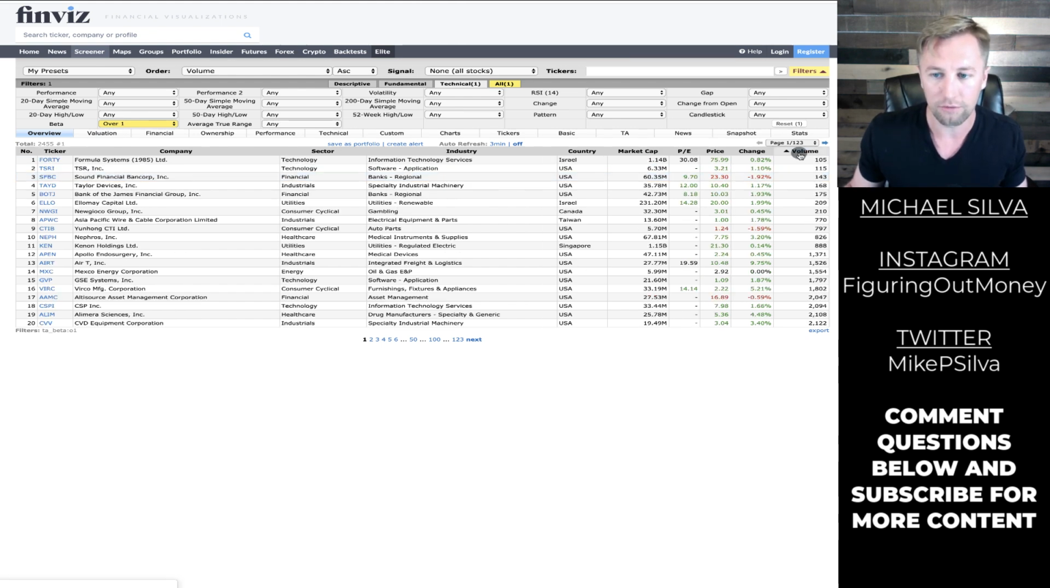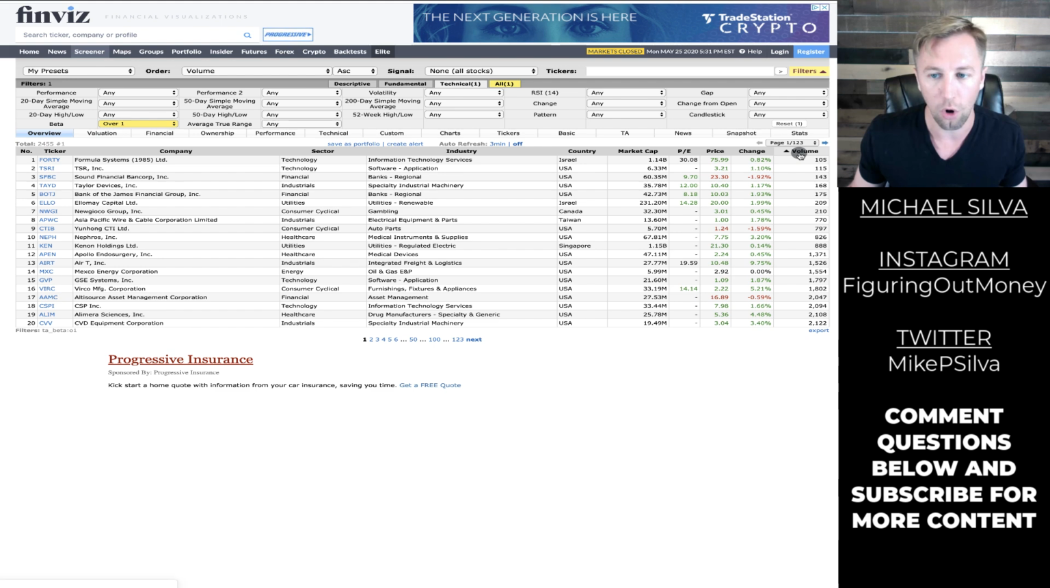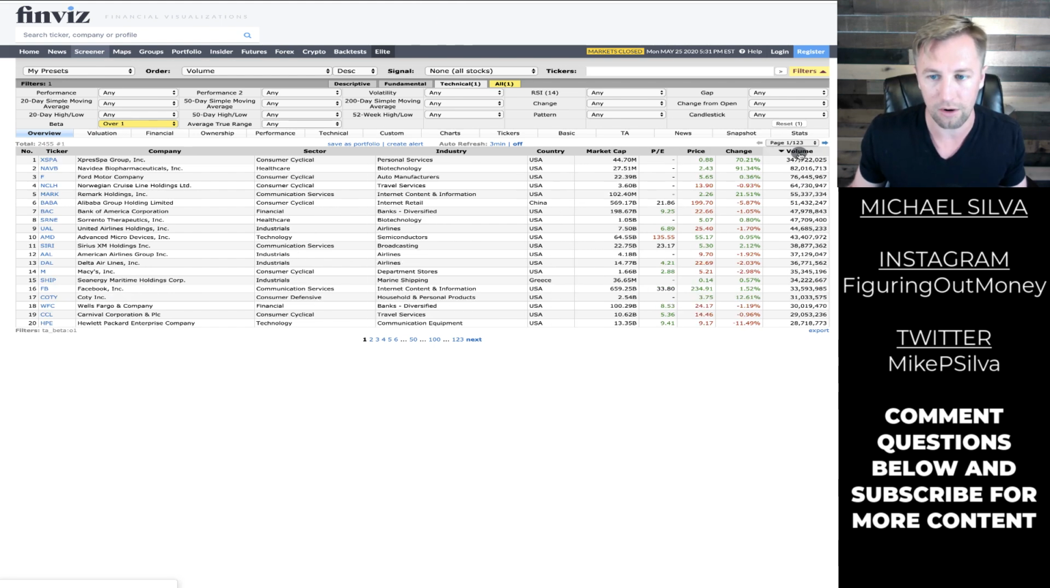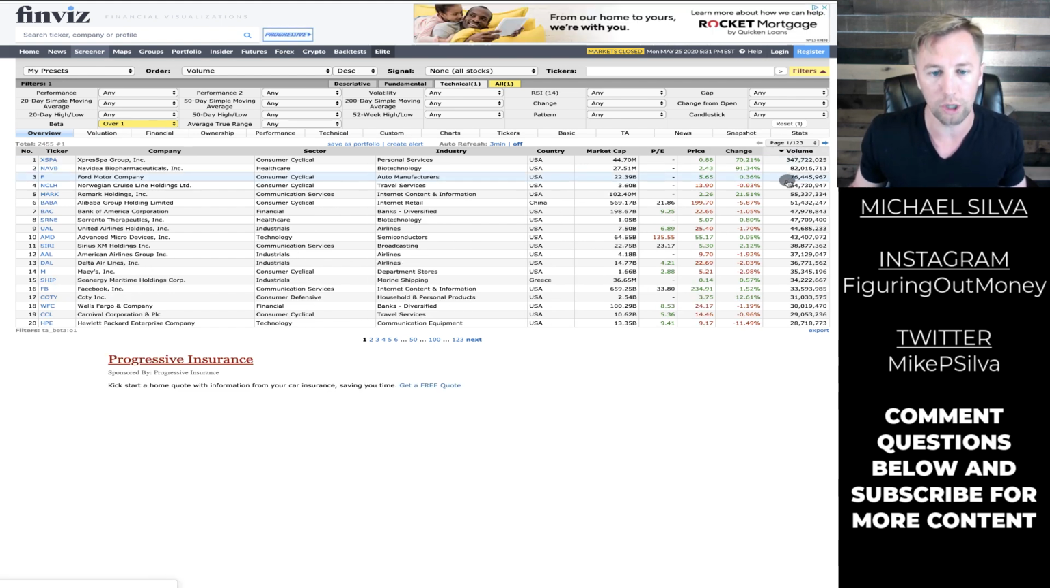I always look for stocks that have a volume over 1 million. Now, that's just a general guideline. You can go lower, but I never want to fall into the trap of liquidity. If you double click the volume tab, it's going to bring the highest volume stocks to the very top and all the way down. Now notice there's hundreds of pages.